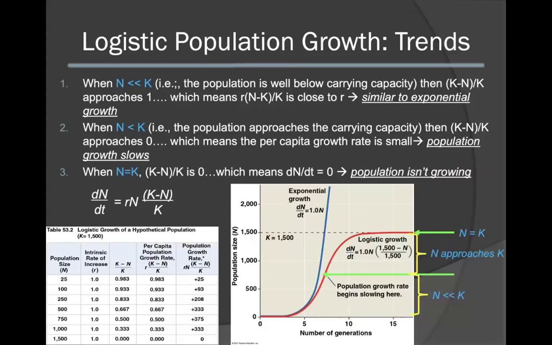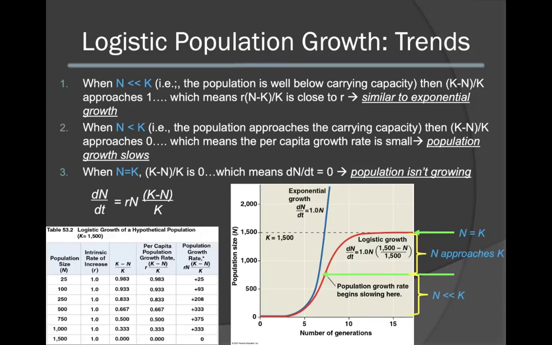There are a few population growth trends that can be noted from the logistic growth model. Specifically, when N is a lot less than K, this means that the population size is well below the carrying capacity. This means that according to the formula, (K minus N) over K approaches a value of 1. This means that the dN/dt value is going to be very close to the exponential growth model. As a result, this reflects the bottom half of the red curve.